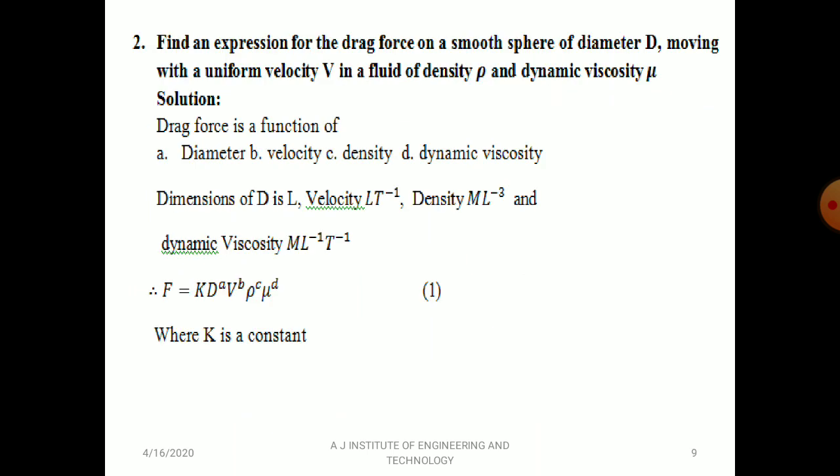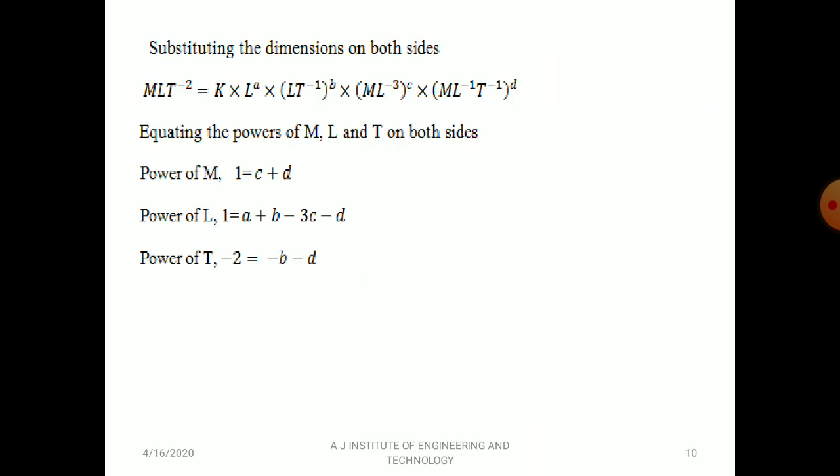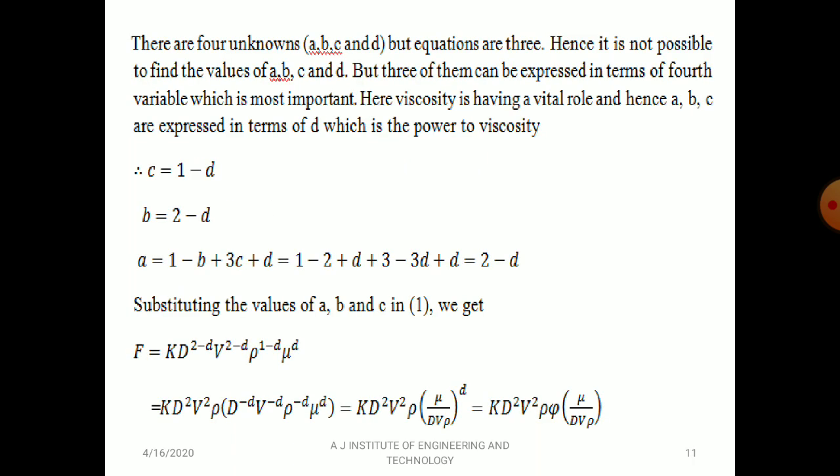It's a very simple problem, but here the problem is we have 3 equations, 4 unknowns. So we have to express 3 parameters in terms of the 4th parameter. So here it is D. So viscosity is important, so we can go with that also. Otherwise you can just look into the expressions and search for a common term. Then substitute those values of A, B, C in terms of D in equation 1, and we can get a final expression, and you have to express it in terms of some function. So here the final expression for drag force becomes K into D square V square rho function of mu divided by dV rho. So this is the solution for the second problem.